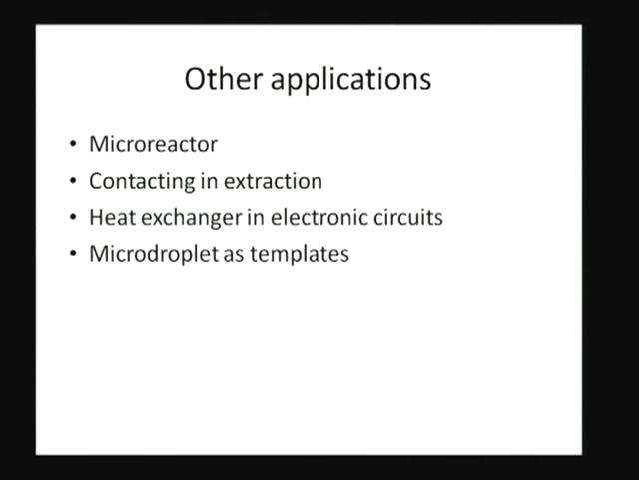There are other important applications. One application is the microreactor. There, instead of a packed bed catalyst where catalysts are arranged in a random manner, you can have a structure similar to a honeycomb, with the internal walls of the channels coated with a catalyst. There you have a very structured catalyst instead of a random one. You can have an extraction chamber, I'm talking about solvent extraction using these. Then heat exchangers in electronic circuits is another area. Micro droplets as templates: you need to generate micro droplets in various applications, and there these microfluidic devices are important.